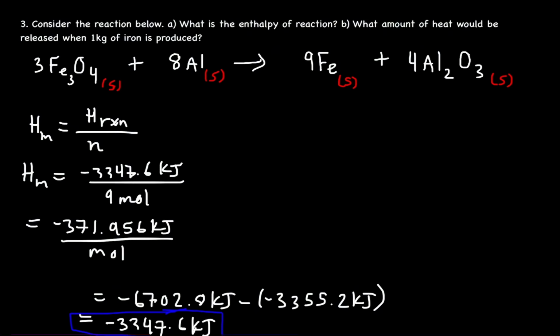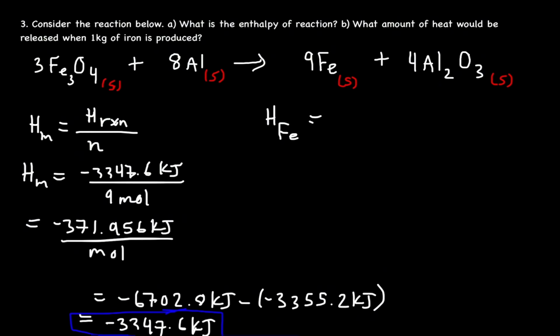And what we're trying to find is the enthalpy change of iron. So let me just put Fe instead of reaction. So we're trying to find that. The enthalpy change is mole times the molar enthalpy. We already have the molar enthalpy here, so we just multiply by the number of moles.